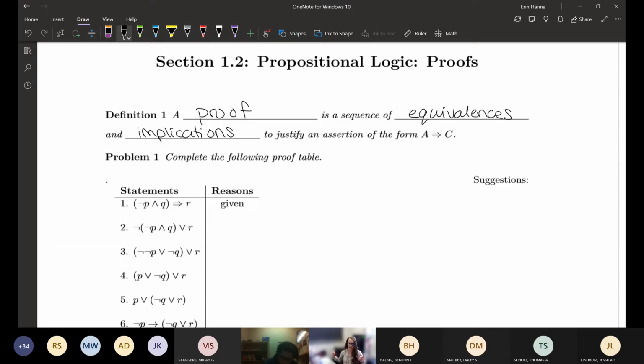I don't want you to get bogged down and say it's just one thing implying one thing. That A and that C can be as long of a statement as it needs to be. So that's just saying something implies something else. And remember that this double arrow implies that it would be a tautology. So we're essentially trying to take something and use a bunch of things that are true to prove that it truthfully goes to the other statement.